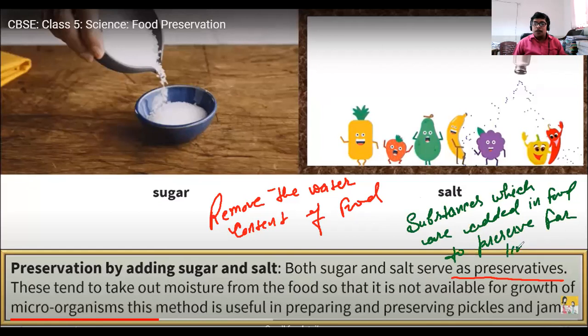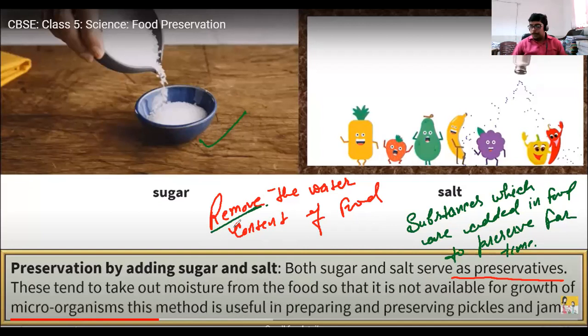That is what we call preservatives. So preservatives are substances that are added in food to preserve it for a long time. Both sugar and salt act as a preservative. They take out the moisture.